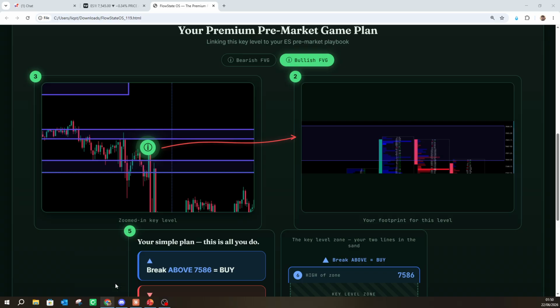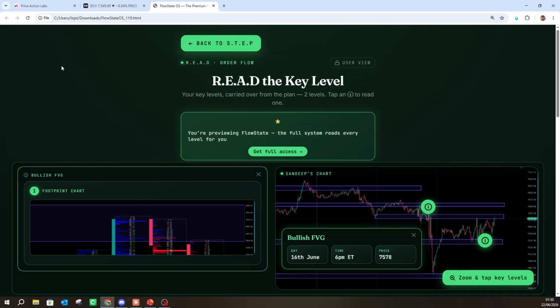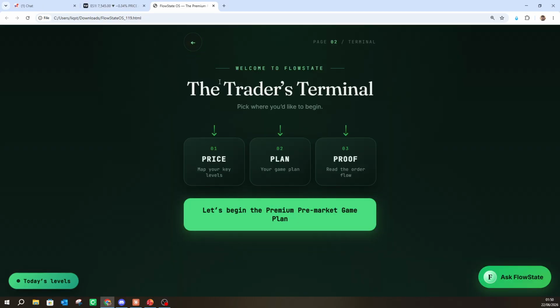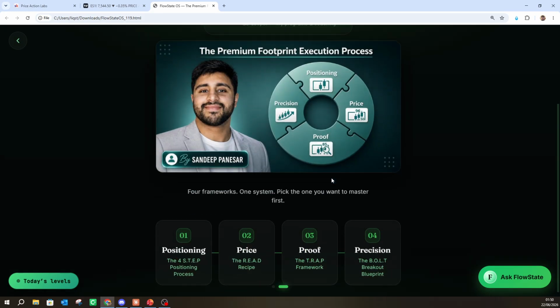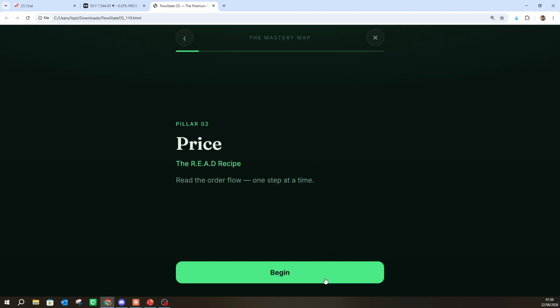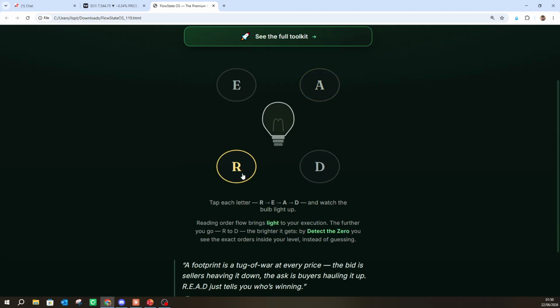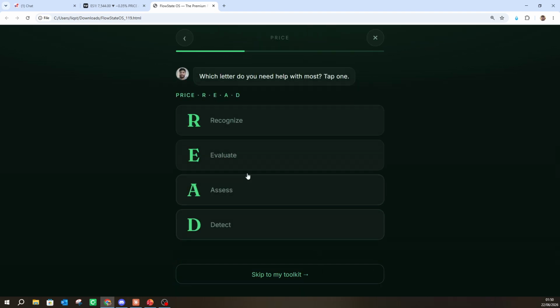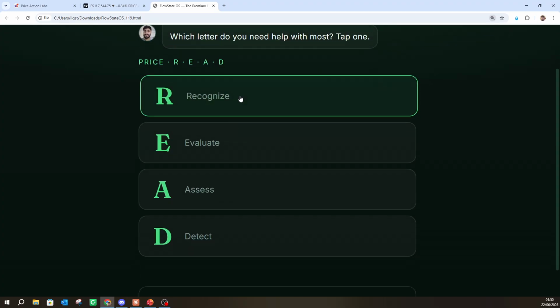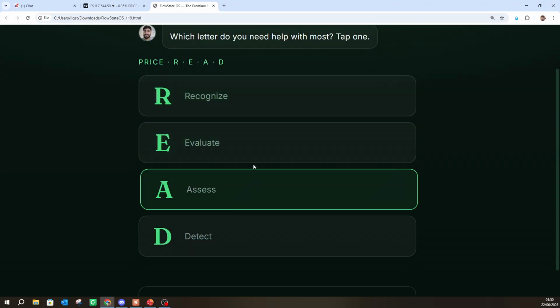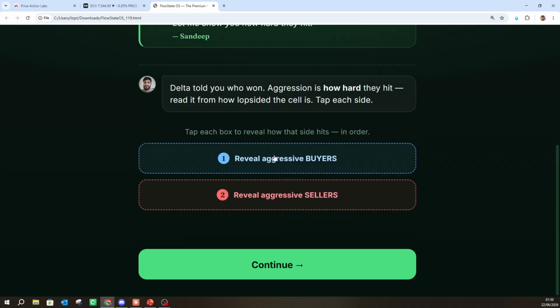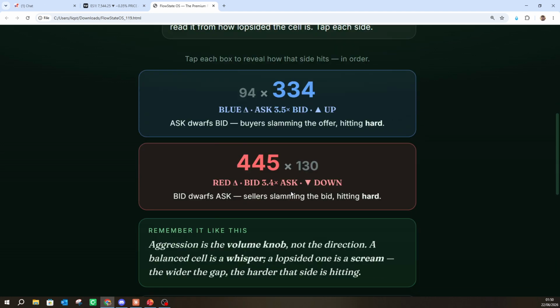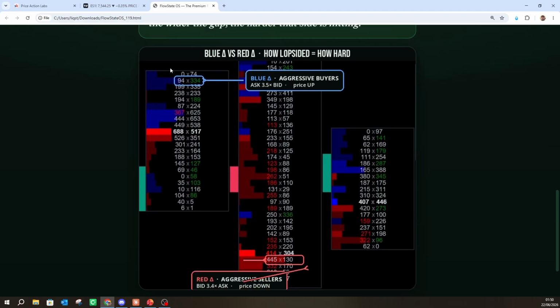So from the Flow State perspective, let's go back. I've also coded up Flow State so that it can help you with your actual trading. So if I go to the READ method, let's see what we have. So here we go. Recognize, evaluate, assess, and detect. This is the READ method. When we look at the READ method, let's say we want to assess. Okay, so we have aggressive buyers, aggressive sellers. So what does the blue represent over here?